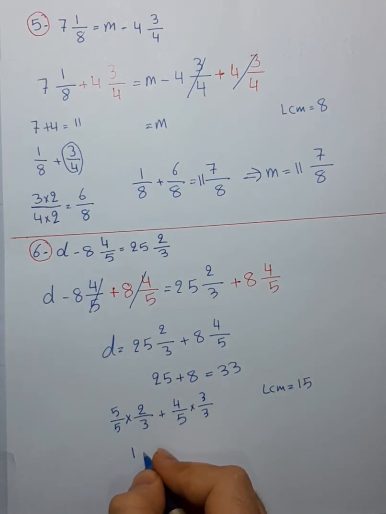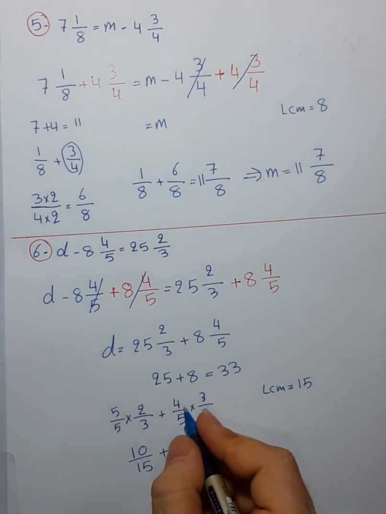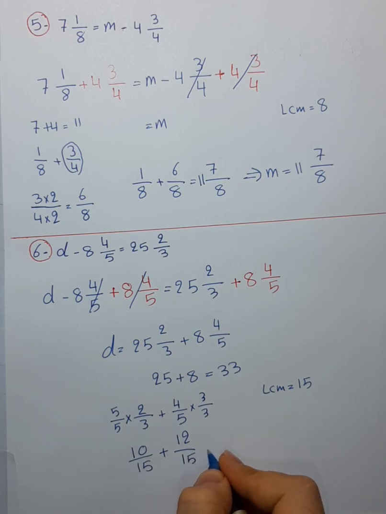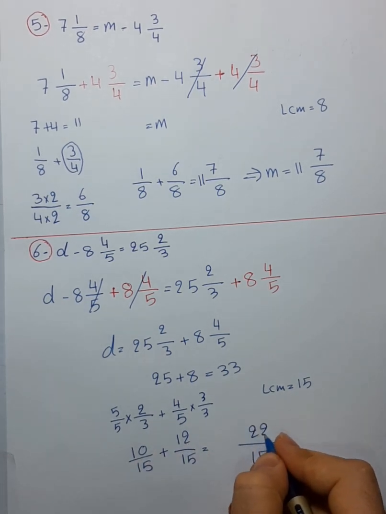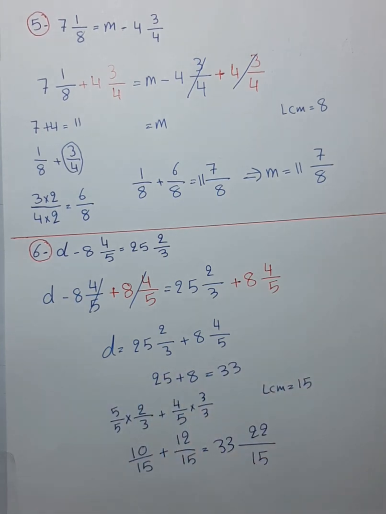5 times 2 equal to 10 out of 15. Plus 4 times 3 equal to 12. 5 times 3 equal to 15. Now we have these two fractions. 10 plus 12 equal to 22. And the whole number is 33, and 22 out of 15. So d equal to 33 and 22 out of 15.